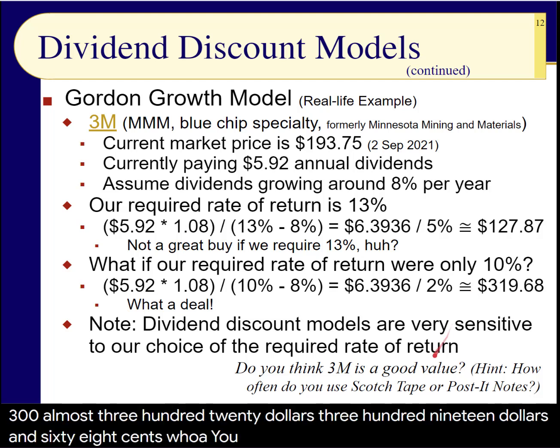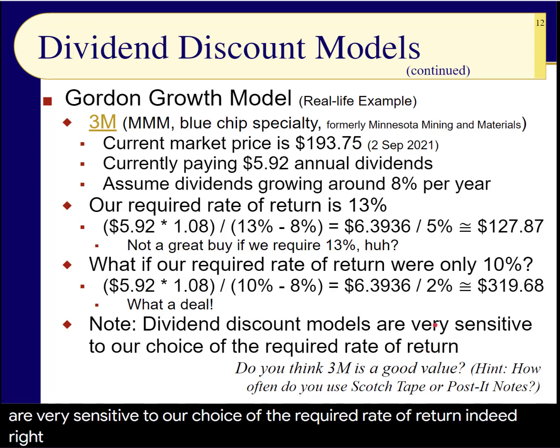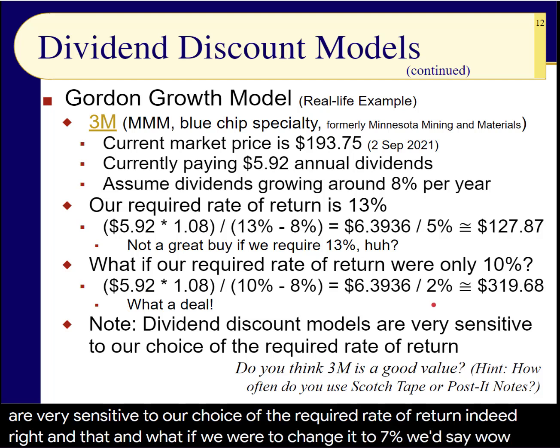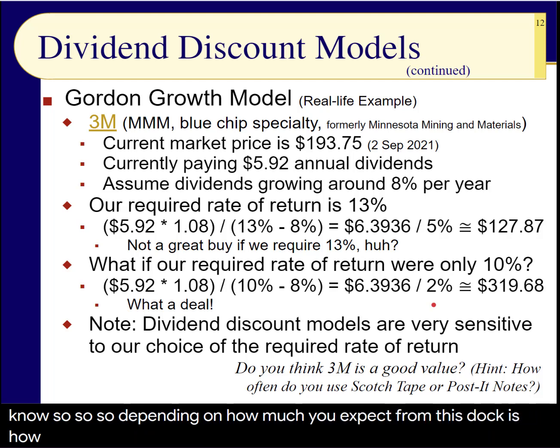So do you see how the dividend discount models are very sensitive to our choice of the required rate of return? And what if we were to change it to 7%? Depending on how much you expect from this stock is how you value it, according to the dividend discount models. So that was 3M.